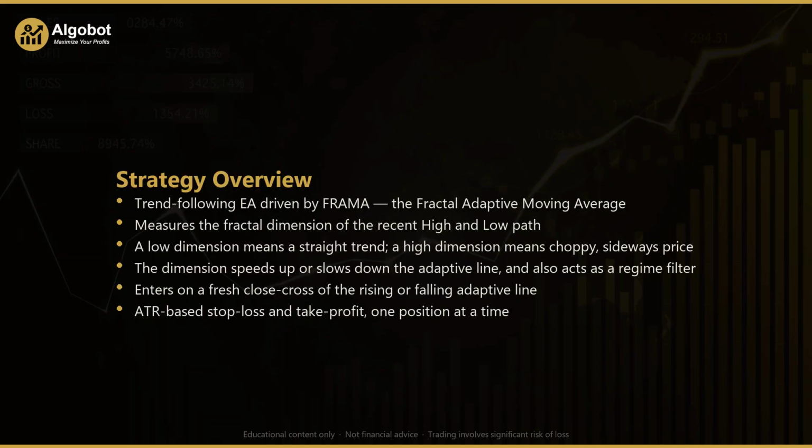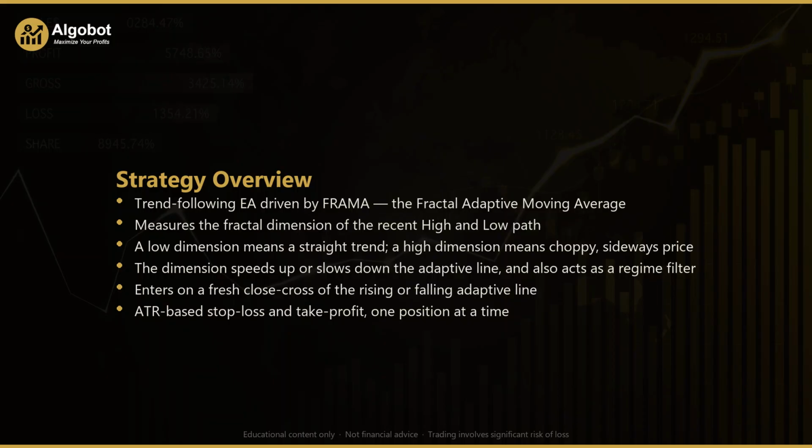So what does this expert advisor actually do? At its heart, Fractal Adaptive Trend Glide follows trends using a single, clever indicator, the Fractal Adaptive Moving Average. Most moving averages use a fixed smoothing speed. FRAMA is different. It looks at the recent price path and asks a geometric question: how jagged is this movement? It answers that with a number called the fractal dimension. Think of it this way. If price is traveling in a clean, one-directional line, its path is almost straight, and the fractal dimension sits near 1. If price is chopping back and forth, filling up the whole box of the chart with noise, the path becomes space-filling, and the dimension climbs toward 2.